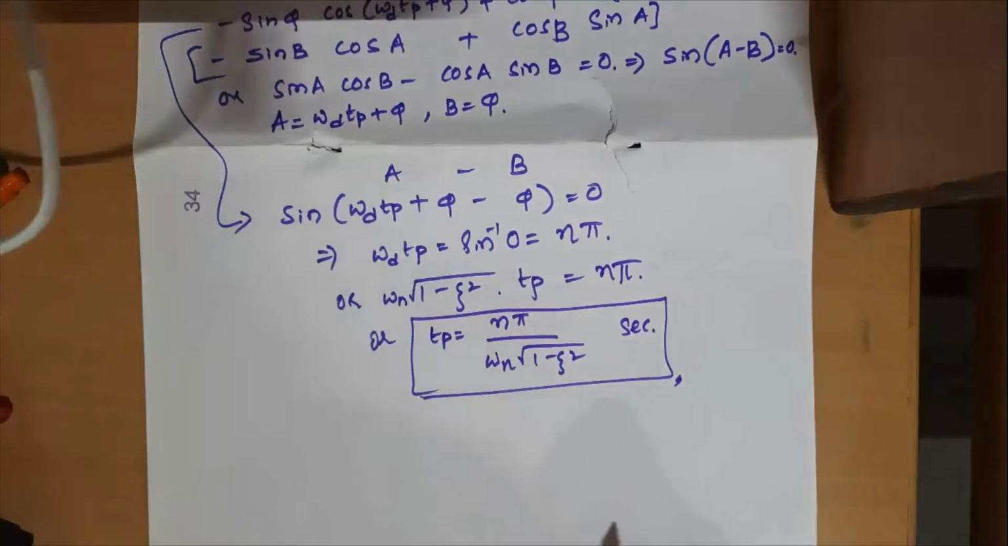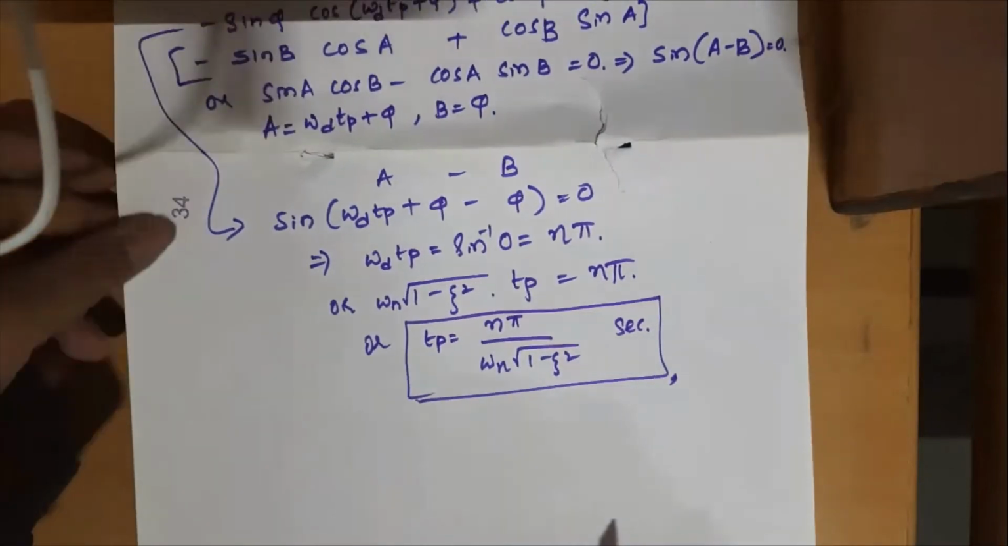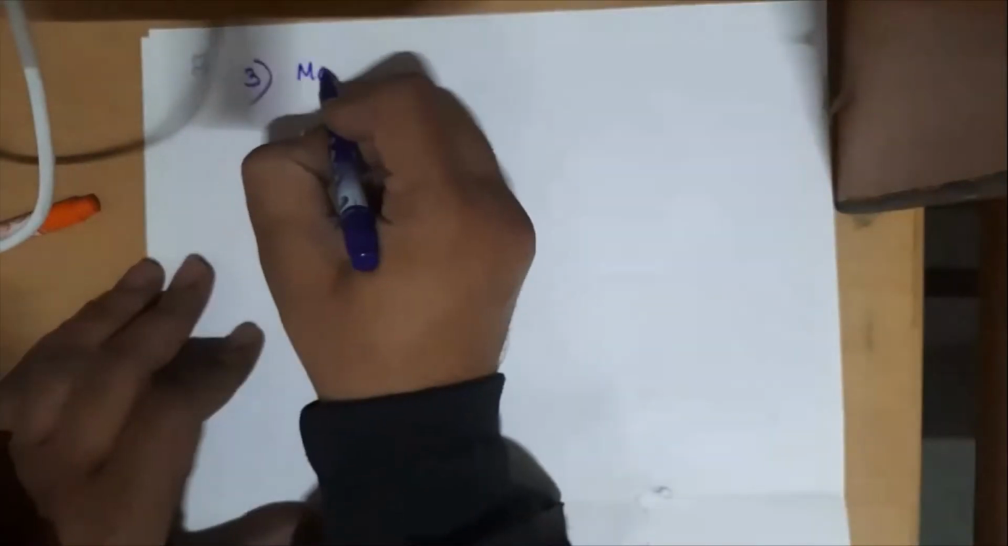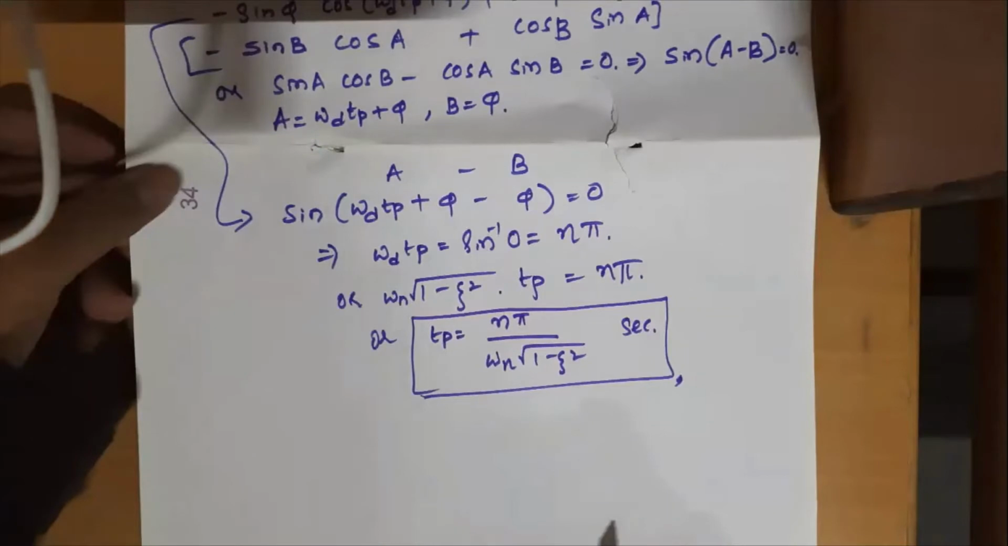Okay, so this is the expression for Tp, but here is one small question. What should be n? What value of n will we take? So let me answer this question. n can take any value: 1, 2, 3, 4.